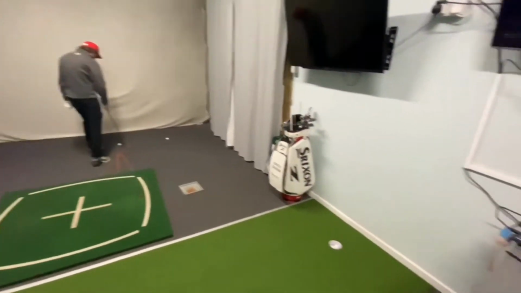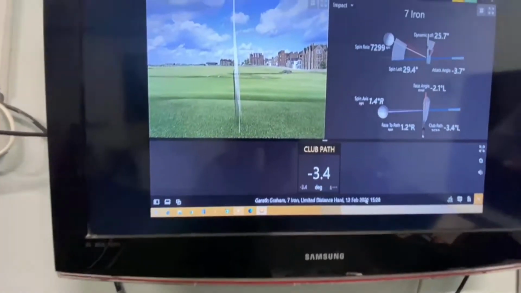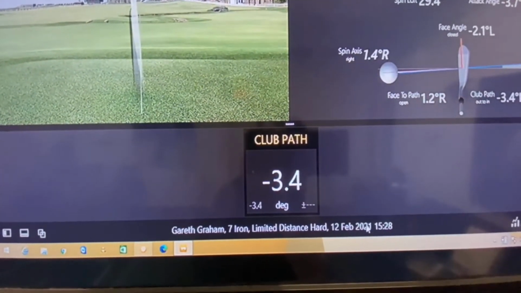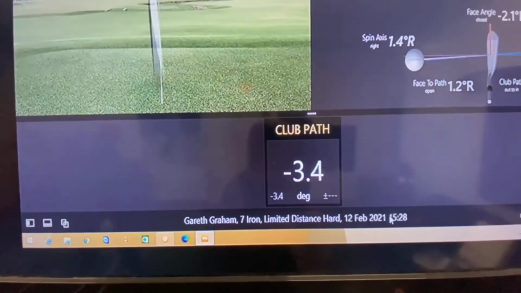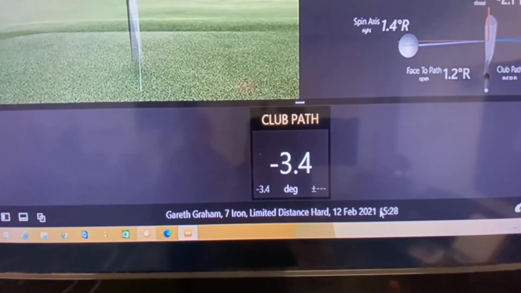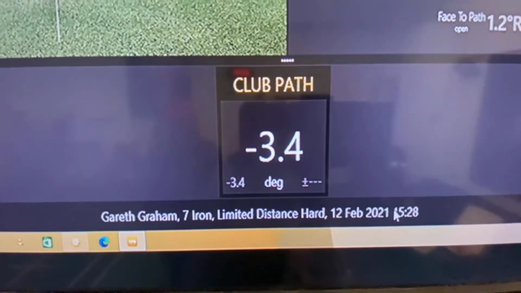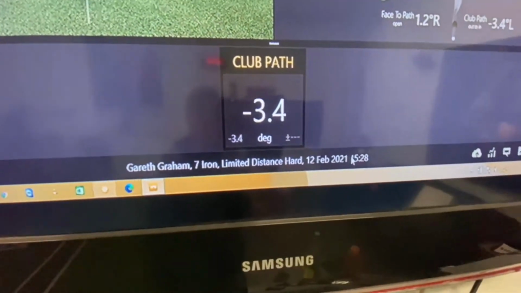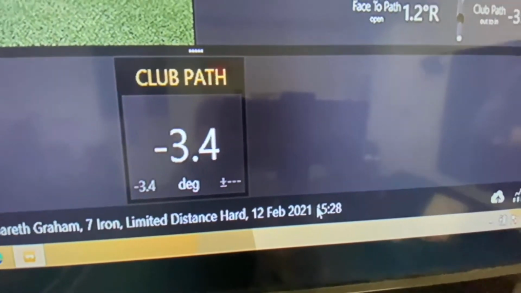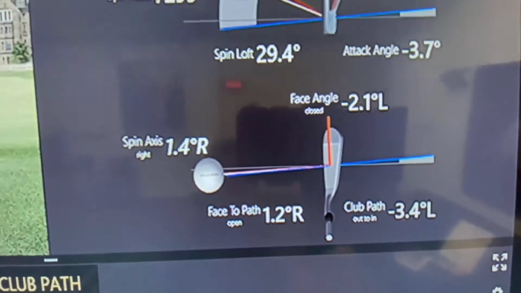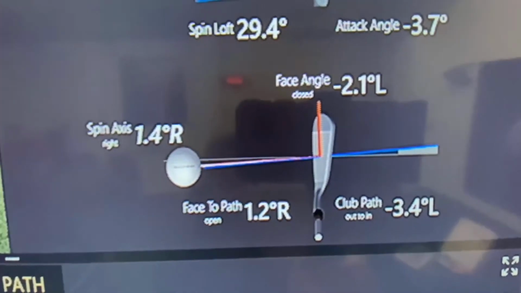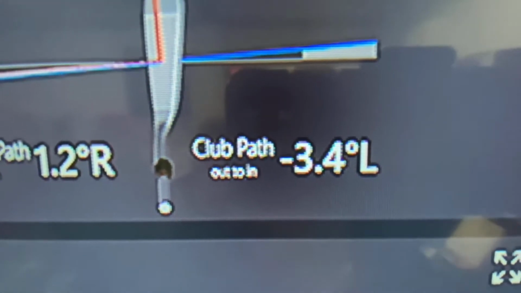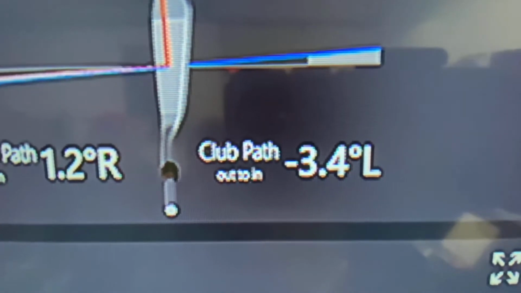If we look, we can see Simon's club path there was minus 3.4. Now on TrackMan, other devices measure it slightly differently, but with TrackMan, if there's a minus before the number, that means the path has gone left of target, or out to in. With that one, I squared the face up a little bit with the path, so it's just gone left of target. It gives you a little diagram here. If we look closely at that club path, it says out to in below club path, and then it gives the degree, which is 3.4 degrees.